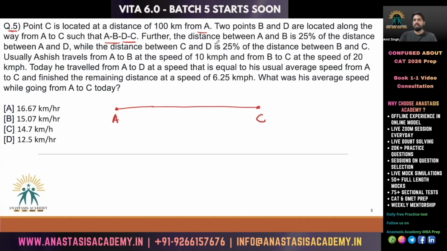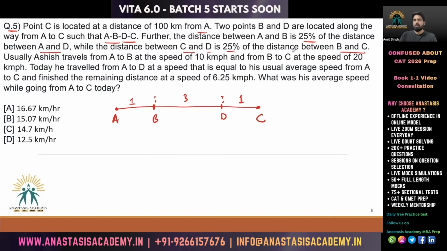It is given further the distance between AB is 25% of the distance between AD. Okay, so AB is 1/4 of the distance between AD. Also, the distance between CD is 1/4 of the distance between BC. So can I say that D would be here, and B would be here, so that I can divide these lengths in this ratio? CD is 1/4 of BC, so BC is 4 units. This is 1/4 1, and AB is 1/4 of AD, so I can write it as 1:3.